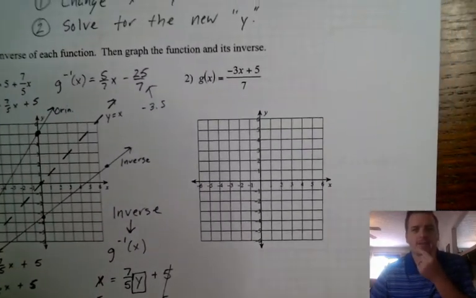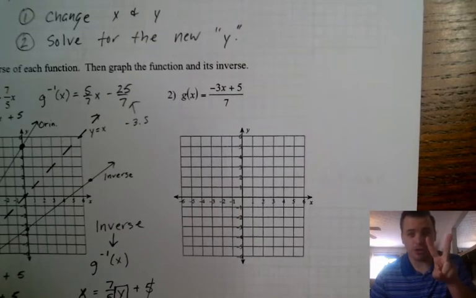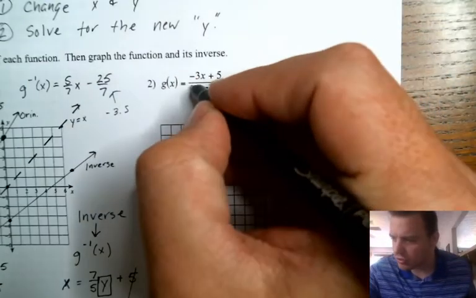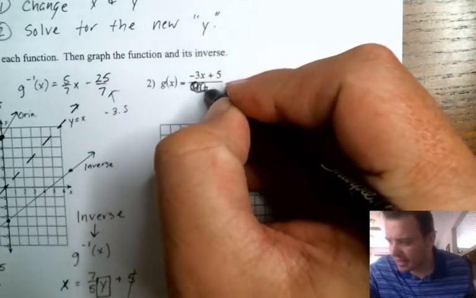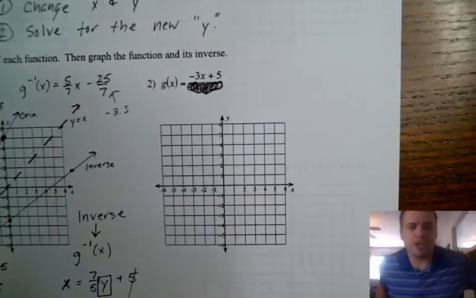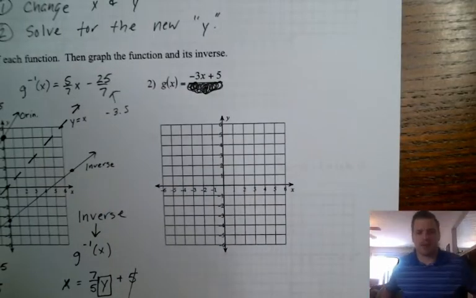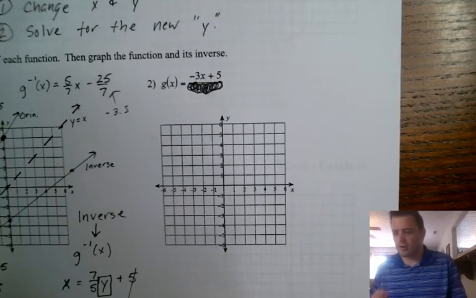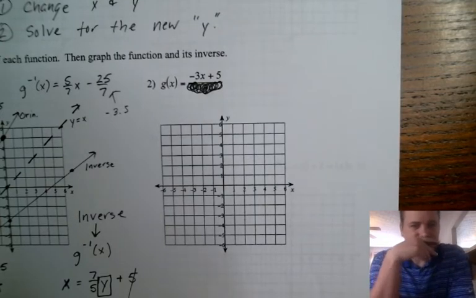All right. Moving along to number 2. All right. I know that first one can be a little rough, and I didn't mean for it to have fractions. So I actually want to take these out. Take that 7 out of this one. Let's just make this one g of x equals negative 3x plus 5. I didn't mean for those fractions to be on there from the start. So g of x is equal to negative 3x plus 5.